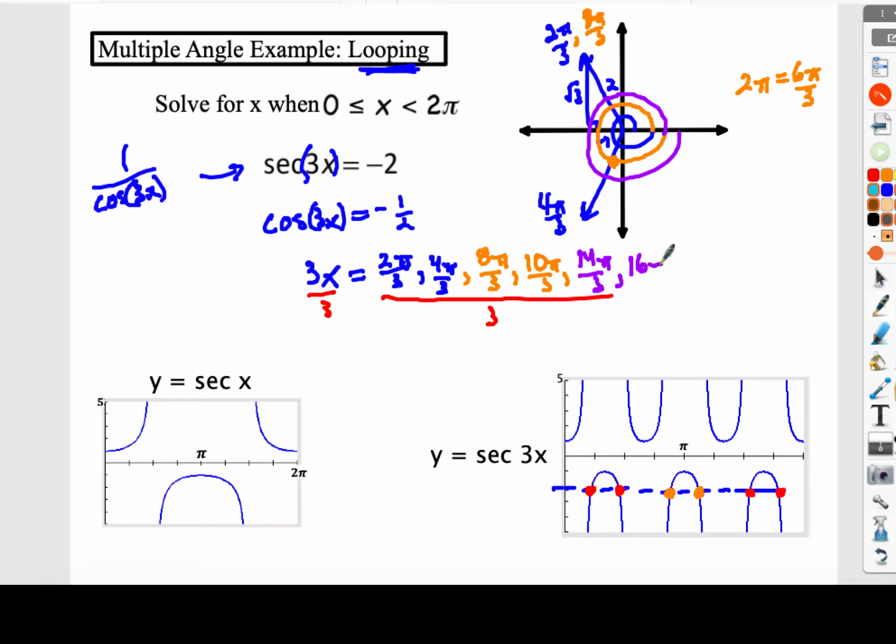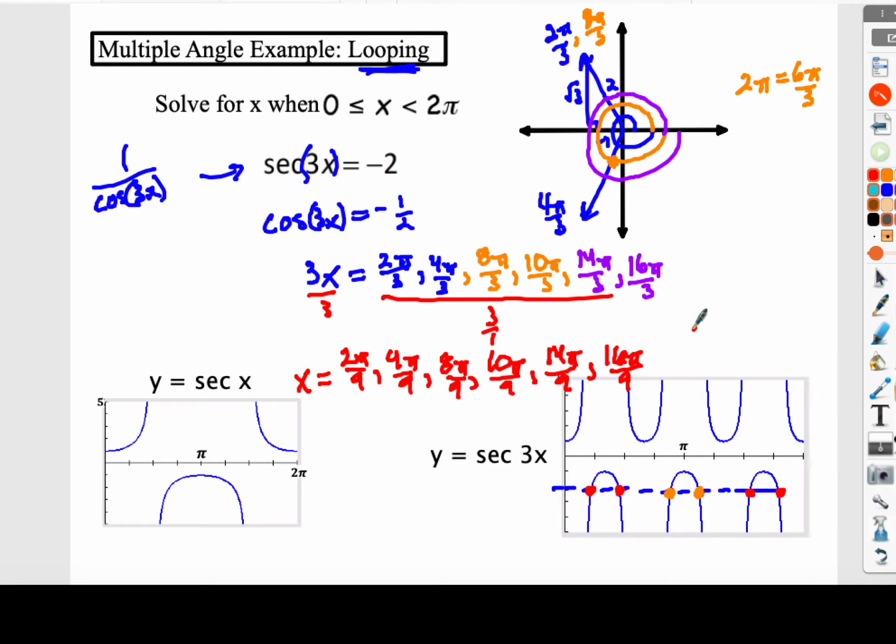And 16 pi over 3, because now I'm going to divide all of those answers by 3, or basically multiply them by 1/3, and we get answers of 2 pi over 9, 4 pi over 9, 8 pi over 9, 10 pi over 9, and the largest ones, 14 pi over 9, and 16 pi over 9. Which, if you think about it, 18 pi over 9 would be 2 pi.